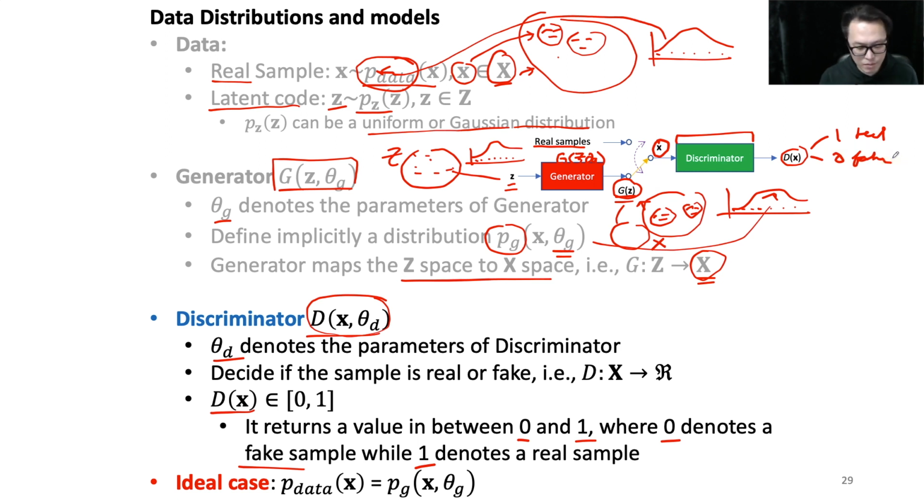As I mentioned, if we are able to adjust the parameter theta G so that P data equals PG, that means the generator is able to perfectly reproduce the samples in the capital letter X space.